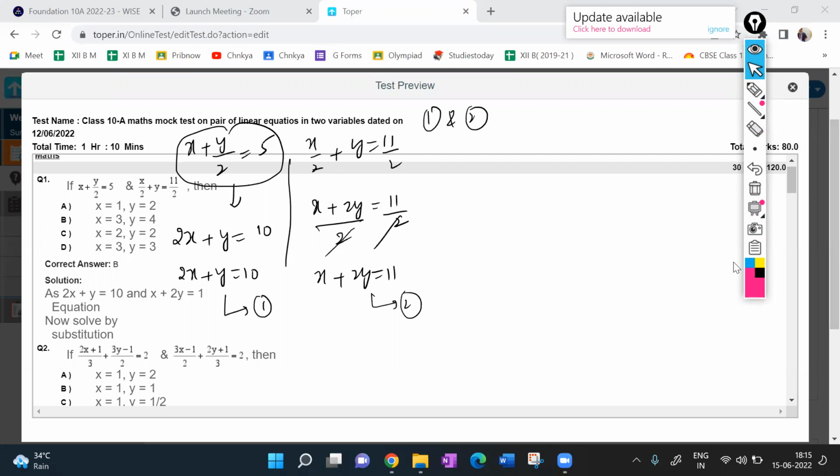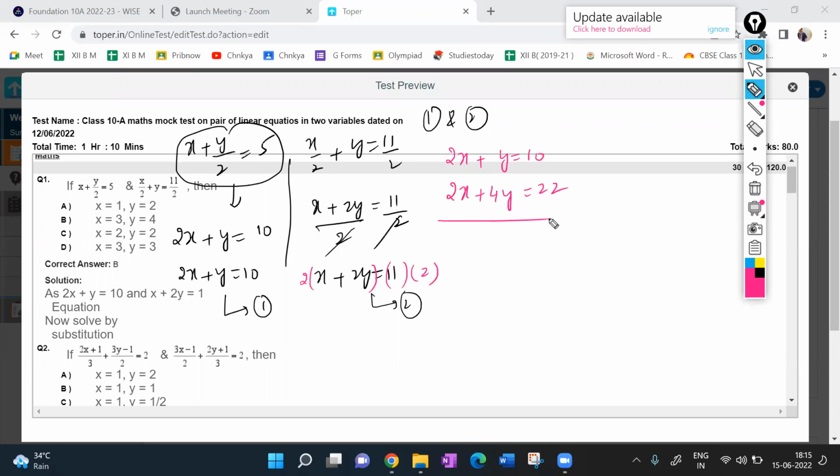Exactly. Or else you do one thing: the first equation you multiply with 2. You can do it in either way. So first of all, look at this here. Let me write the first equation as it is. The second equation I'm multiplying with 2, beta. Look at this, multiplying with 2 on both sides. Clear? So if I multiply with 2 on both sides, what is going to happen now? 2x plus 4y is equal to 22.